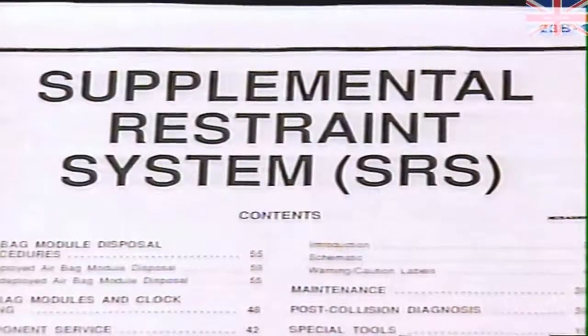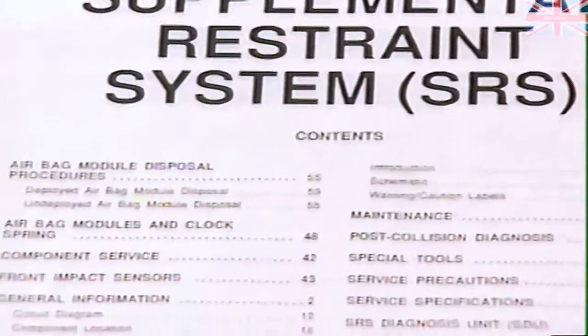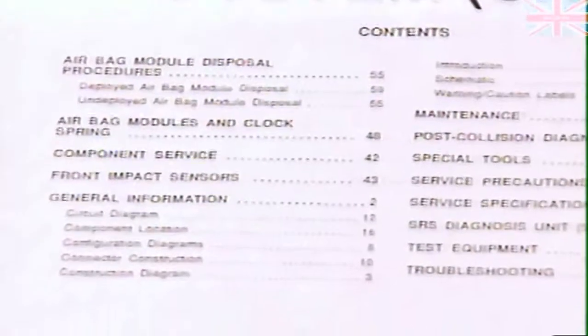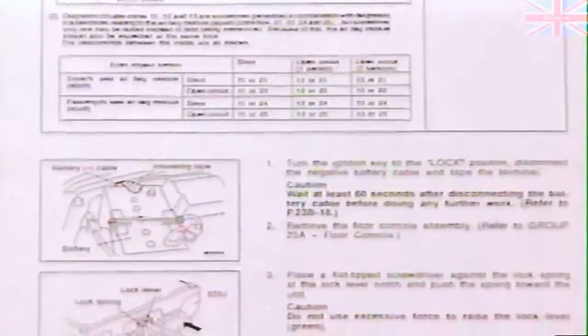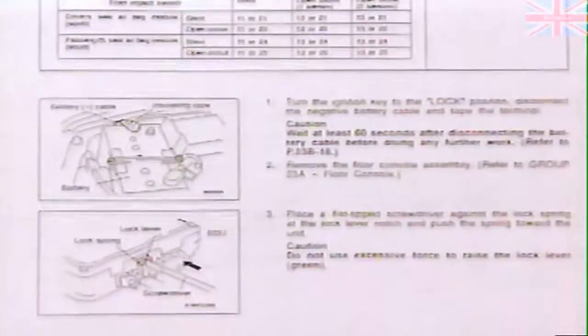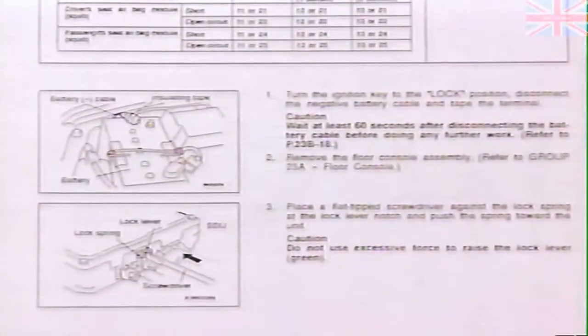The service manual provides information for the supplemental restraint system in Section 23B. There is no separate diagnostic manual. Section 23B also includes diagnostic trouble codes and step-by-step diagnostic procedures which will help you in troubleshooting the system.